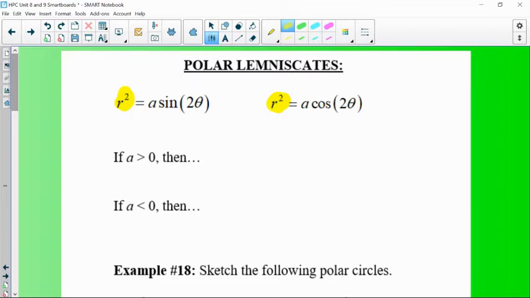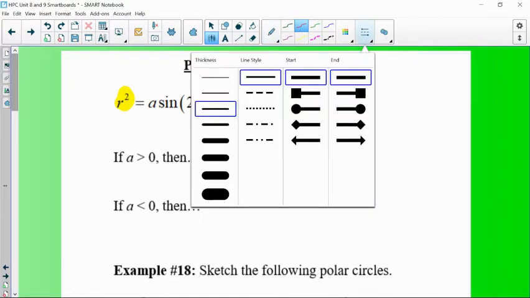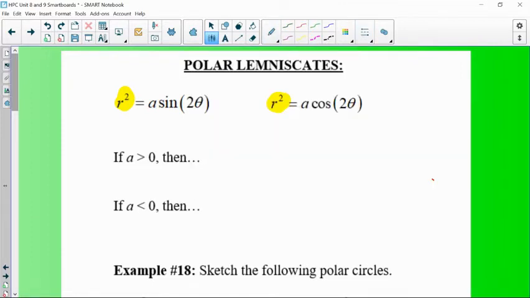And so if a is positive, and you might think, well, how could a ever be negative? It can, and I'll explain in a second. But if a is positive, then there's going to be one of two shapes. And so, again, we're just focusing on sine. We're just focusing on cosine. So if a is positive, then r squared equals a sine of 2 theta. It's only going to be 2 theta. So then it's going to form this particular shape.